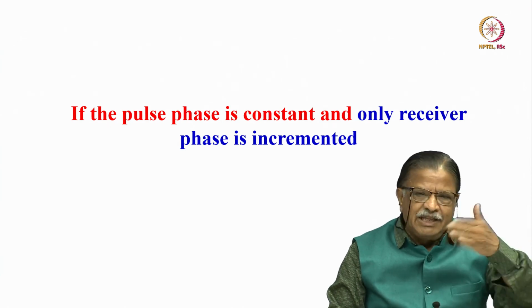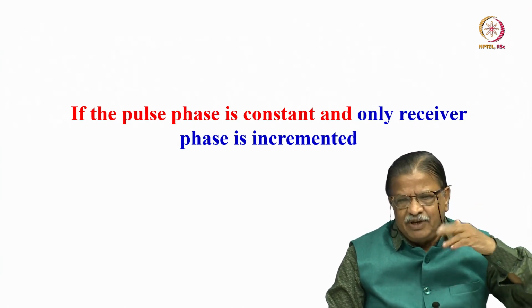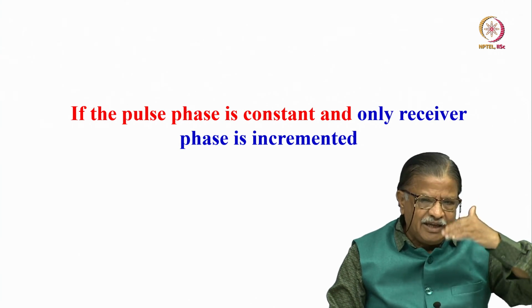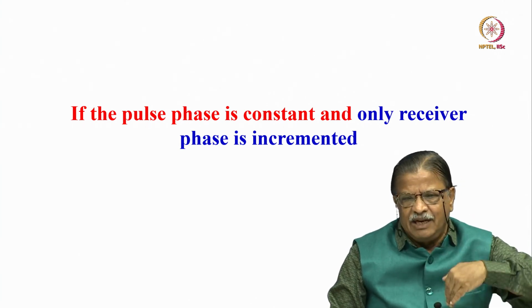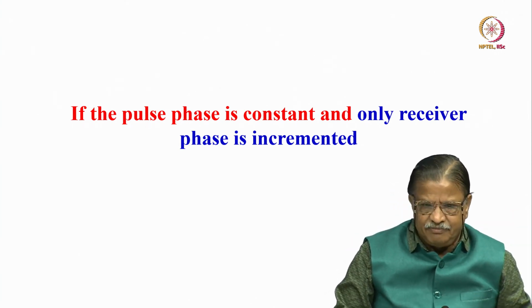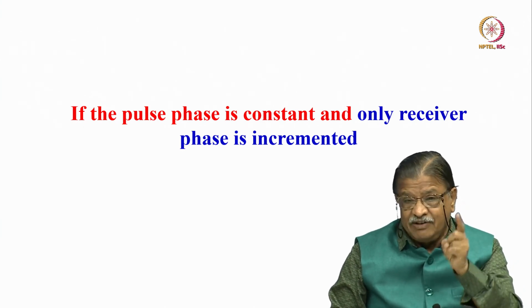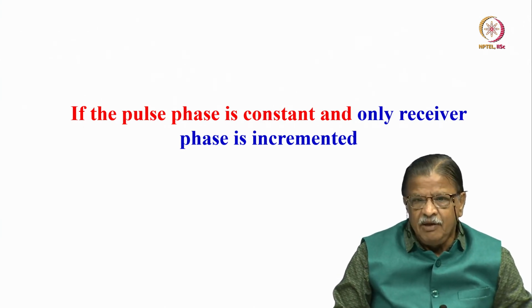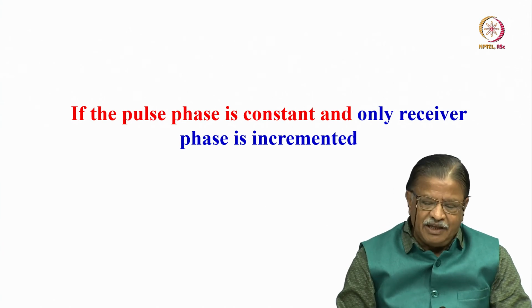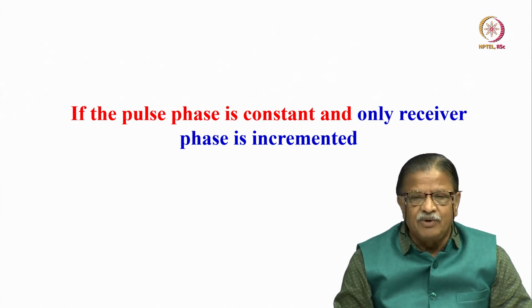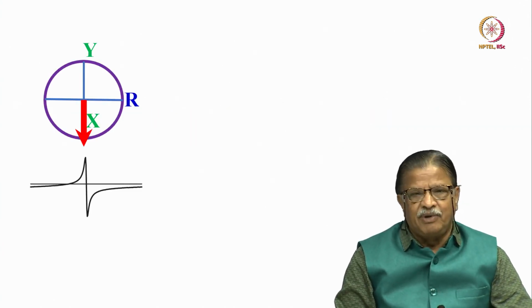Now you do change the pulse phase by 90 degrees: first x, then minus x, minus y, plus y, all those things. So you are changing the phase of the pulse by 90 degrees, but let us say you forgot to increment the phase of the receiver. What is going to happen? We will see this by a simple drawing.